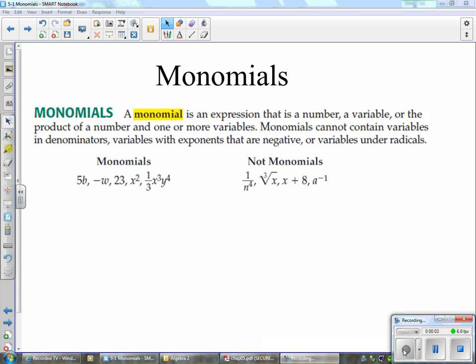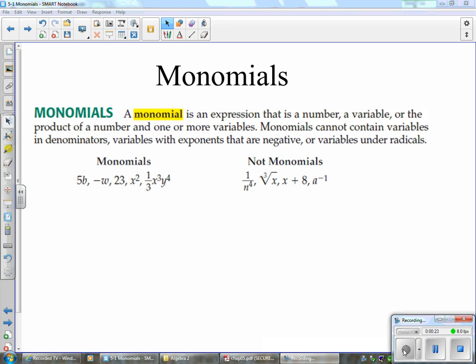Hello. Today we're talking about monomials and all their properties. Now there's quite a few in here, so you may have to rewind and go back because there's a lot here. So first of all, a monomial is an expression that's a number, a variable, or the product of a number and one or more variables.